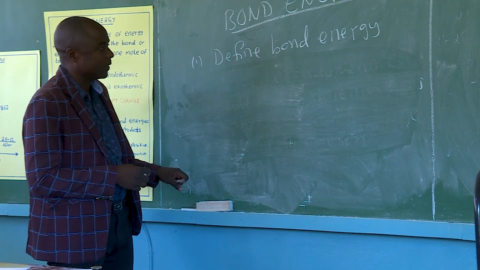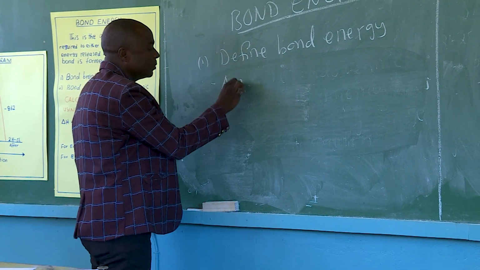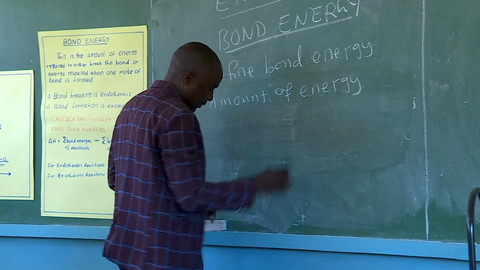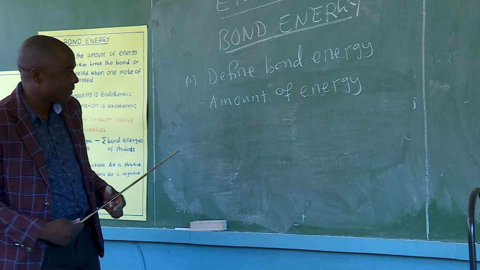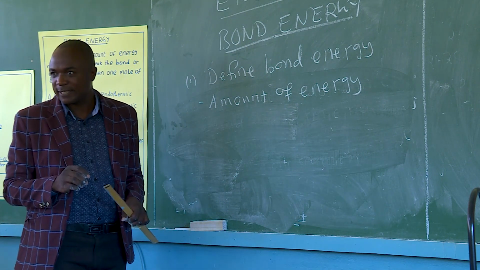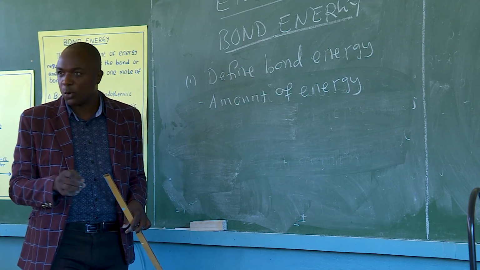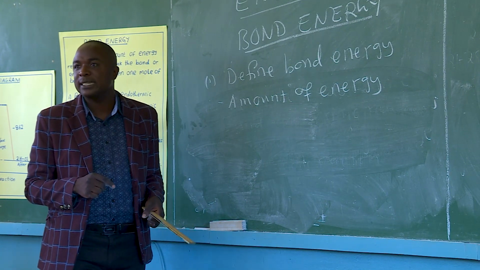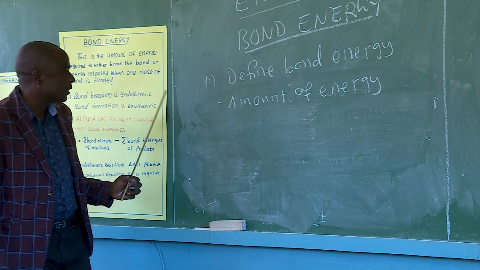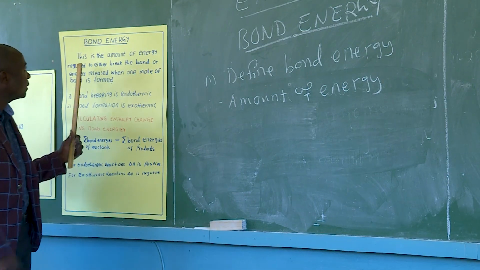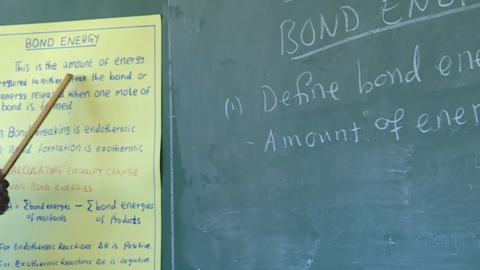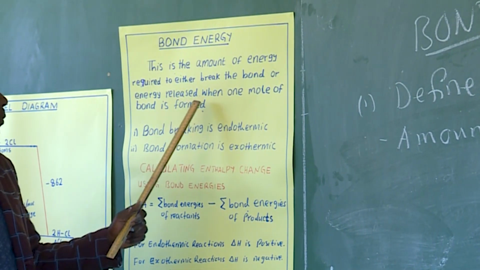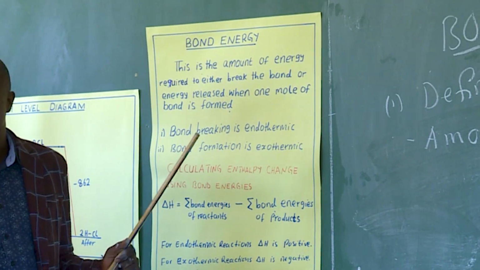Bond energy is simply an amount of energy. An amount of energy that is required to break a bond, or the amount of energy that is released when one mole of a bond is formed. We can refer to the chart which we have here. Bond energy is simply the amount of energy required either to break a bond or energy released when one mole of a bond is formed.